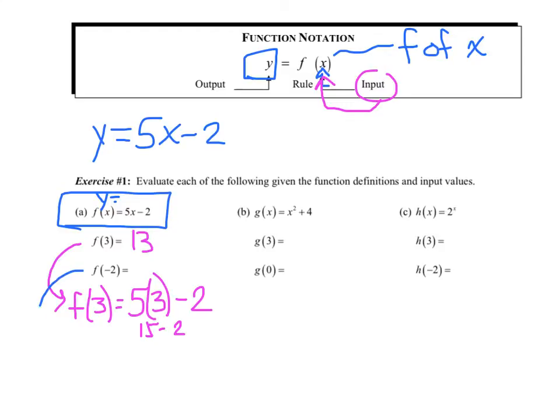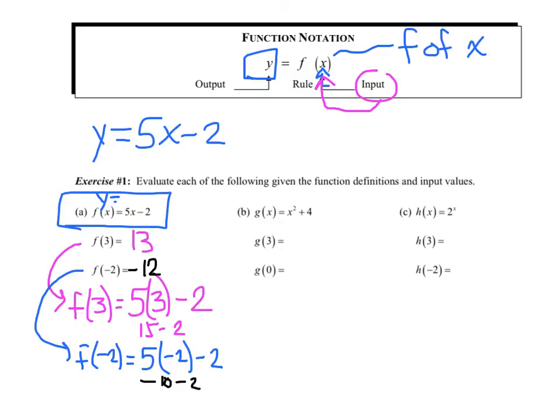And we'll do f of negative 2. F of negative 2, so say it out loud when you write it, is equal to 5 parentheses negative 2 minus 2. 5 times negative 2 is negative 10 minus 2. That's going to get me negative 12.